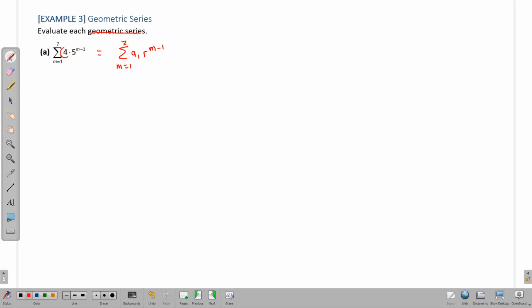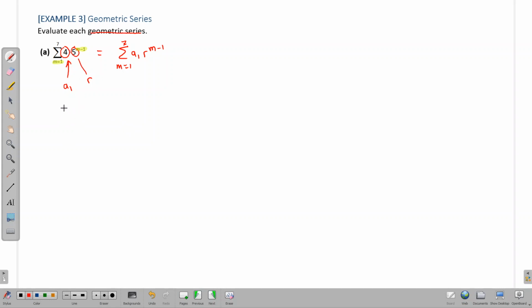That means that this is a1, and the 5 has to be your r. Now, you need to be careful with that because I could write it in a way where that's not true. The first thing that has to be true is this has to start at 1, and the exponent has to be m minus 1, or whatever the index is, minus 1. Then you can definitely say this is a1 and this is r. If you didn't remember any of that, then we could still identify those as being a1 and r.